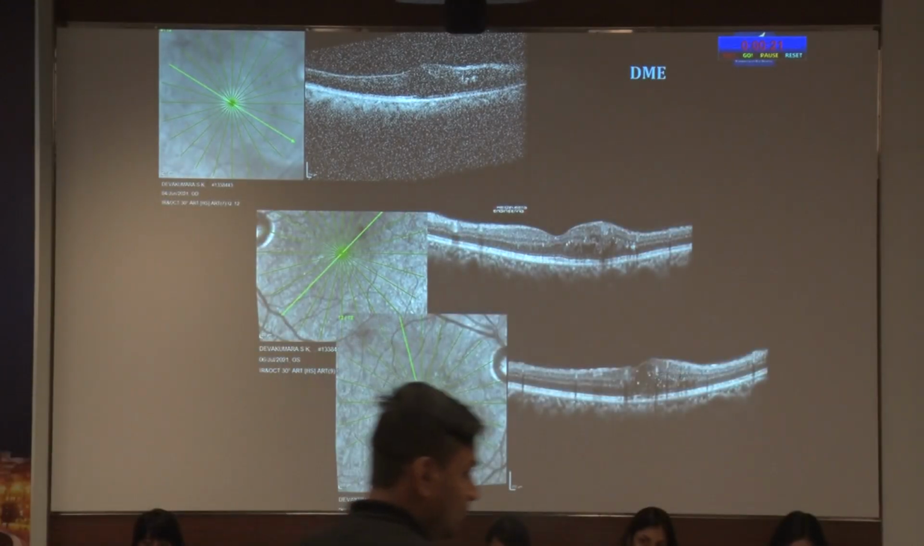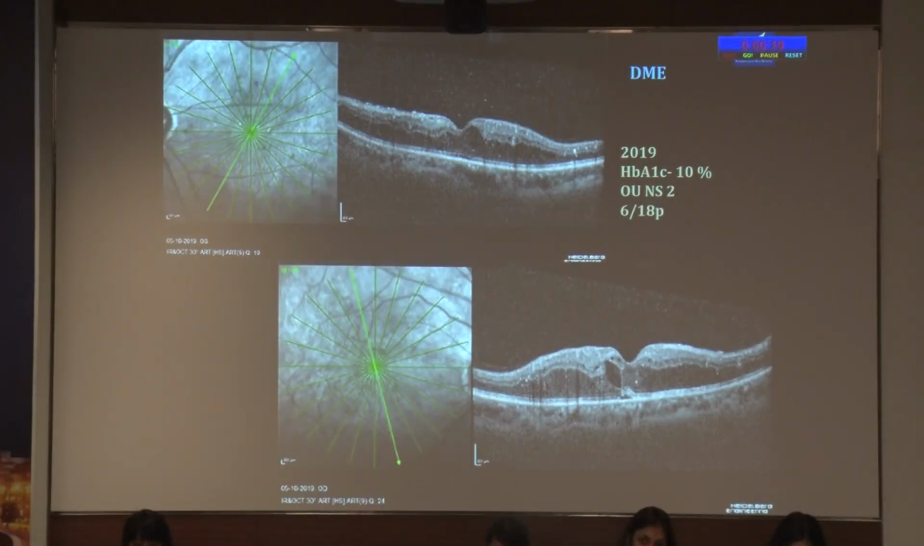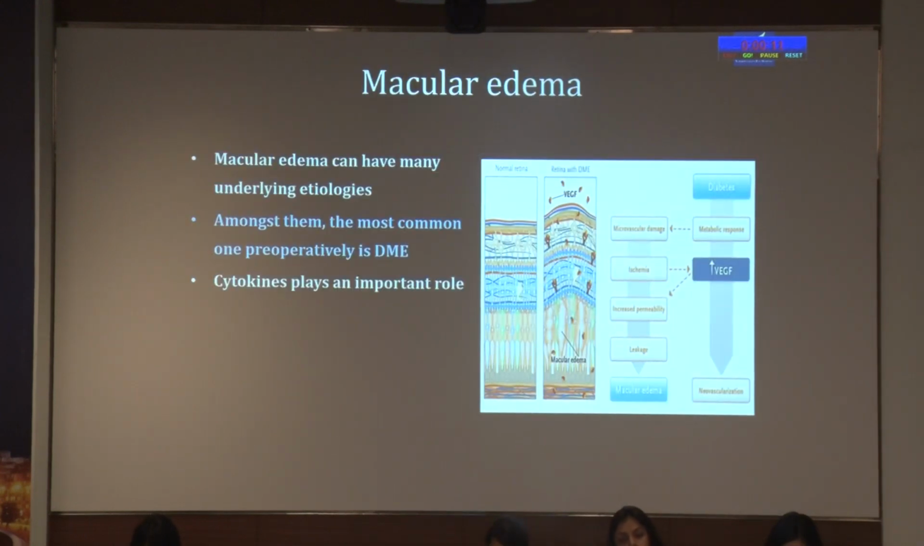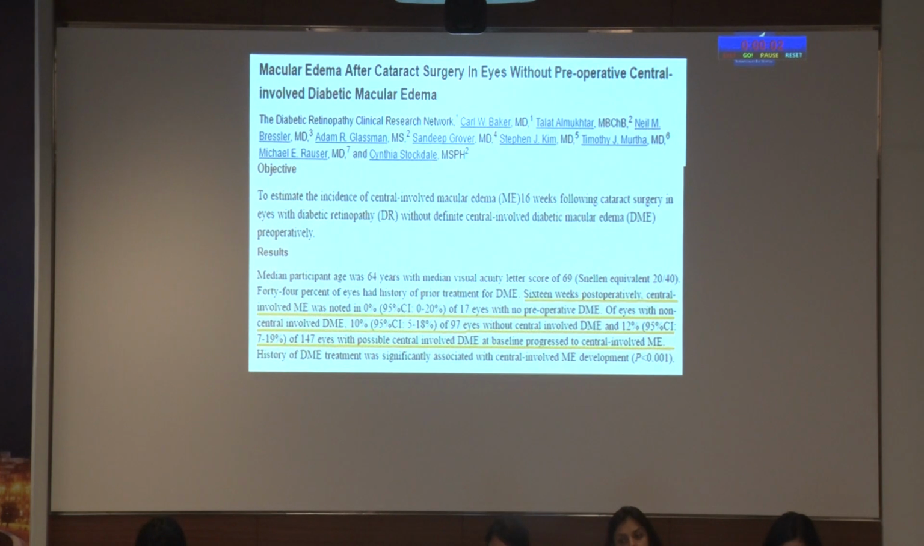If this is the condition, then you would want to tell the patient that they might end up with chronic therapy in spite of cataract surgery. They might require injections as and when needed, as the disease is progressive. Now, macular edema has multiple associated pathologies. It is not just diabetic macular edema. There can be vascular occlusions, there can be CNVMs, there can be cystoid macular edema.